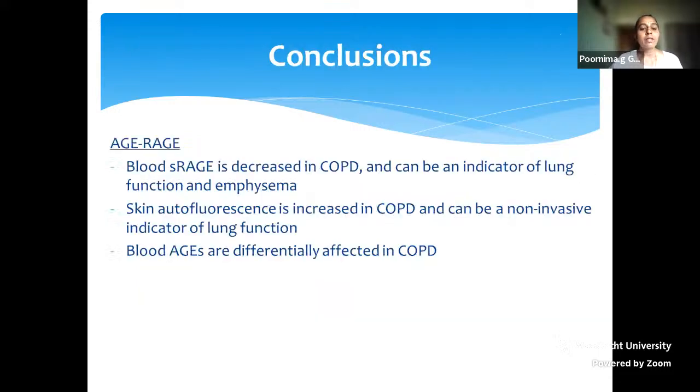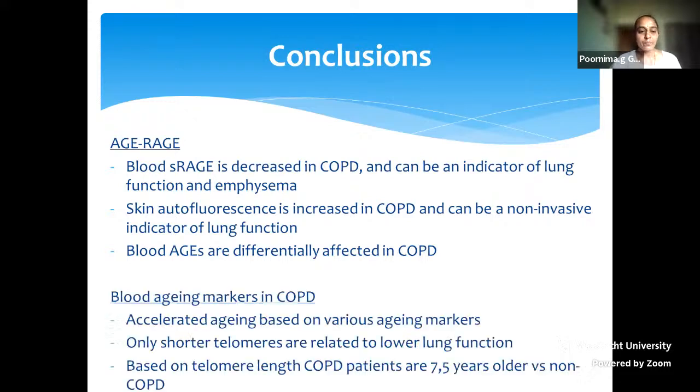In conclusion, the blood SRAge is decreased in COPD and can be an indicator of lung function and emphysema. Skin autofluorescence is increased in COPD and can be a non-invasive indicator of lung function. Blood ages are differentially affected in COPD. And in the second part, on accelerated aging based on the various aging markers, only shorter telomeres are related to lower lung function. Based on telomere length, COPD patients are 7 years older versus non-COPD controls.